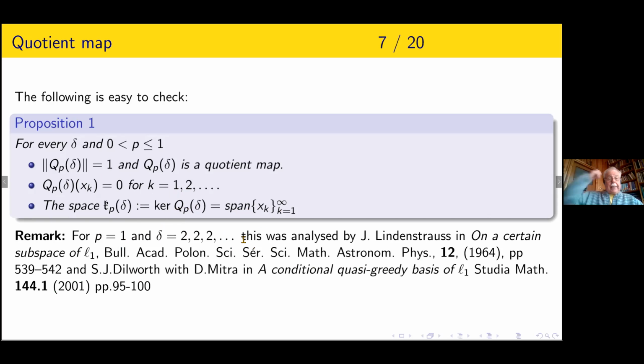That means the other case was invented and analyzed by Joram Lindenstrauss in his old paper. And then in quasi-greedy bases, it was used by Steve Dilworth and David Mitra, and they used this to construct a conditional quasi-greedy basis in L1. So if they take this kernel, they use this and get the basis in L1.